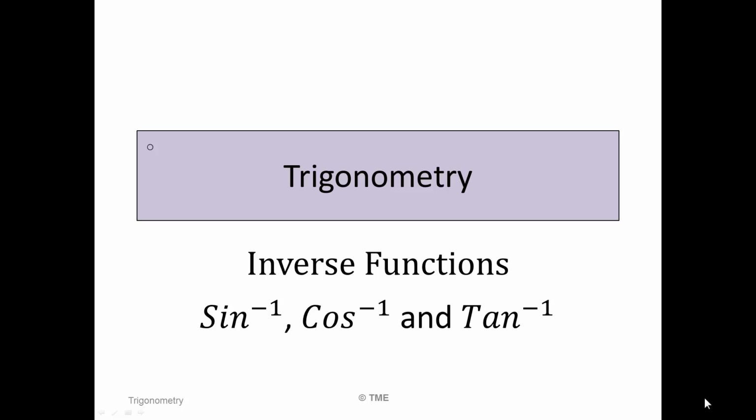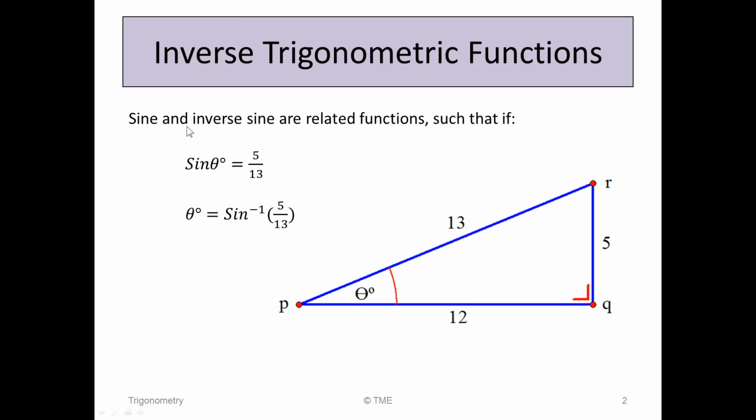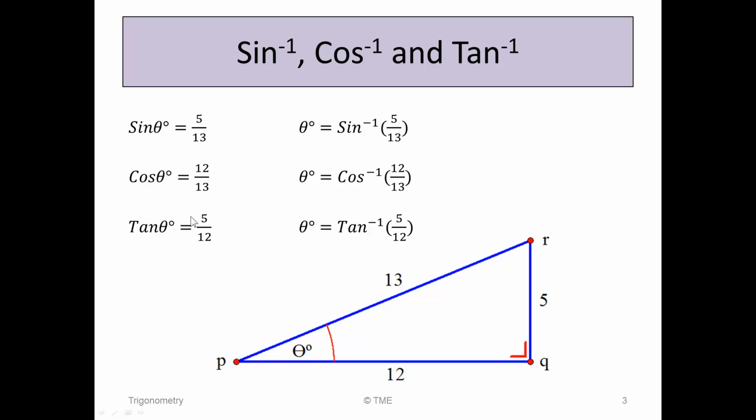Trigonometry. Inverse functions of sine inverse, cos inverse and tan inverse. Sine and inverse sine are related functions, so that if sine theta is 5 over 13, we would say that theta is the inverse sine of 5 over 13. So 5 over 13, press inverse sine, would give us theta. So if sine theta is 5 over 13, theta is the inverse sine of 5 over 13.